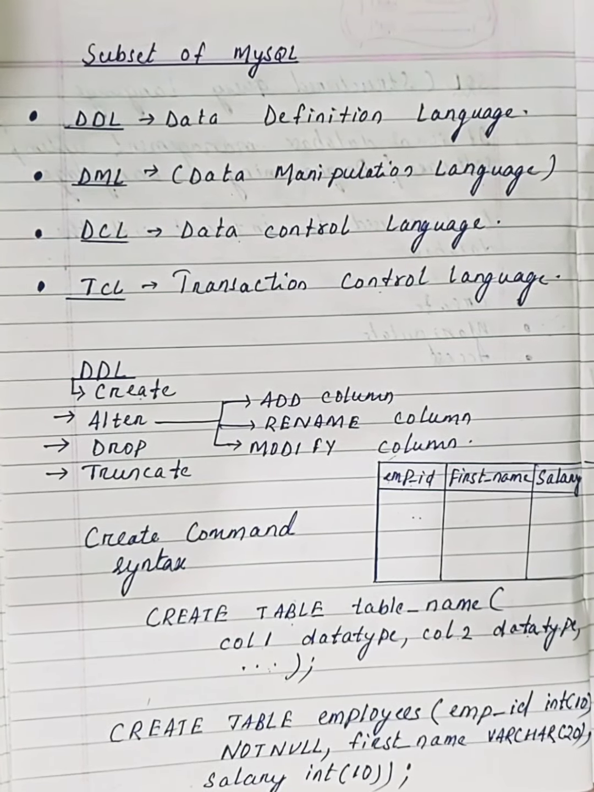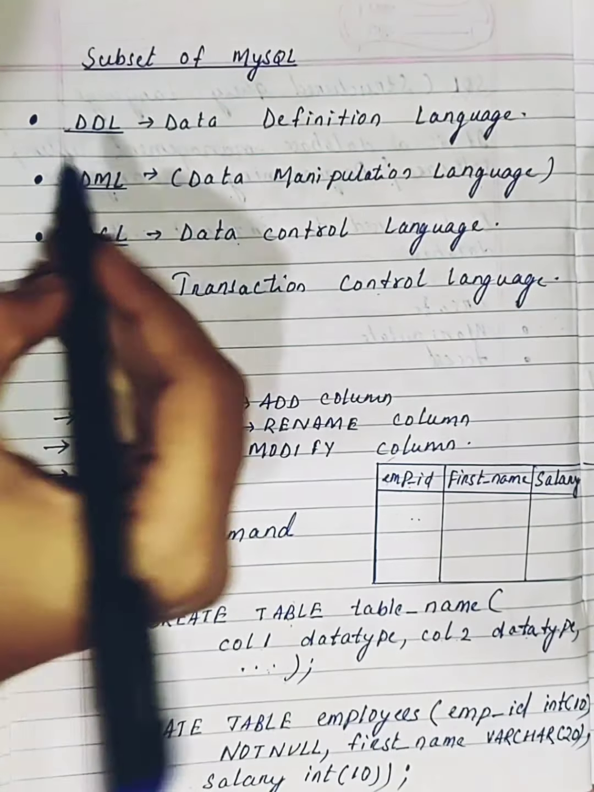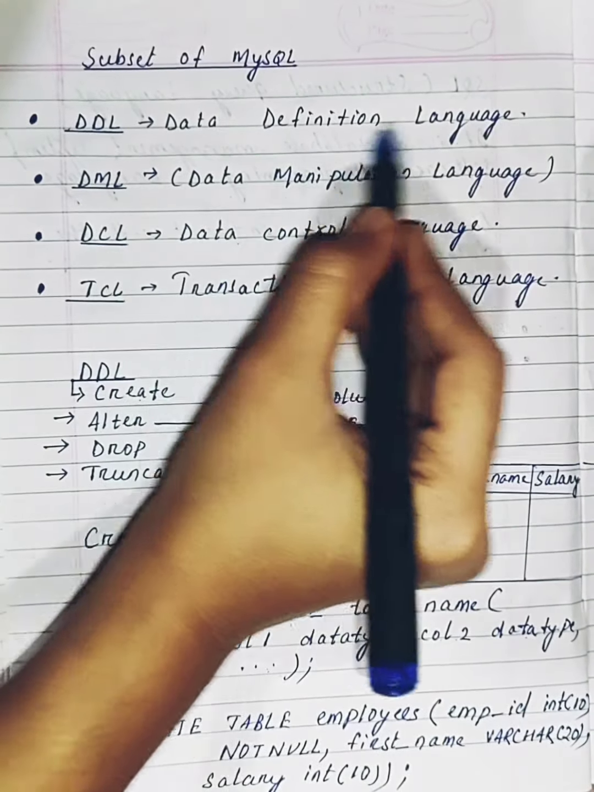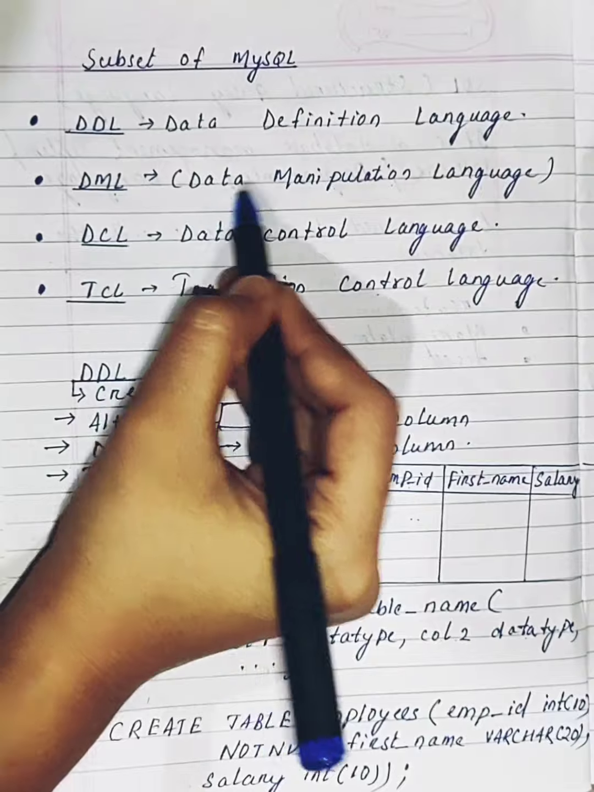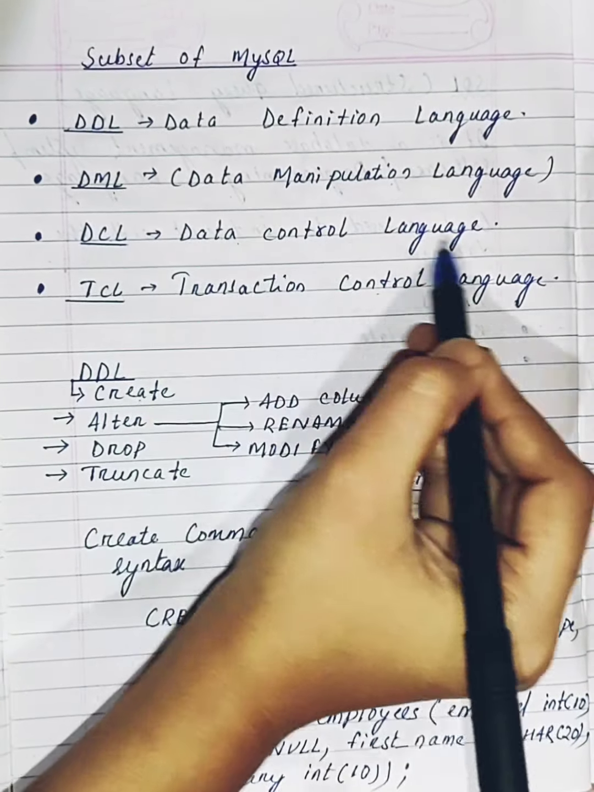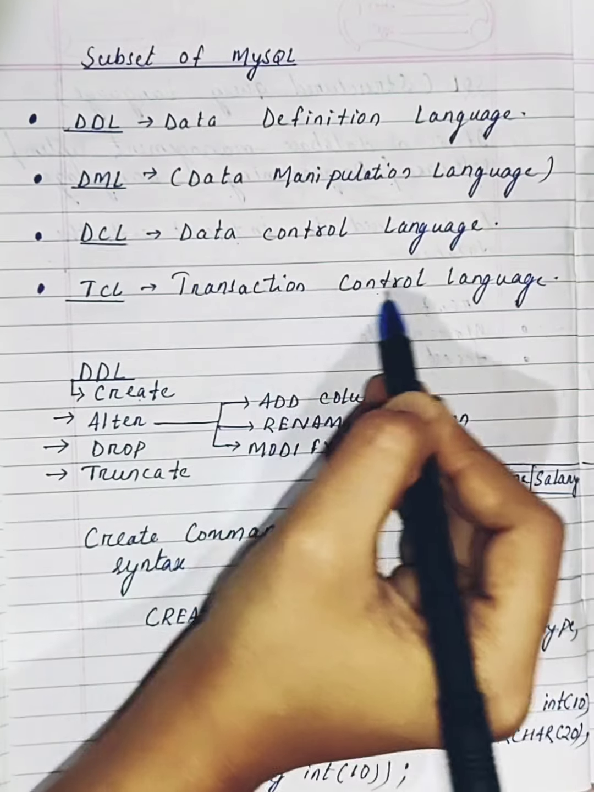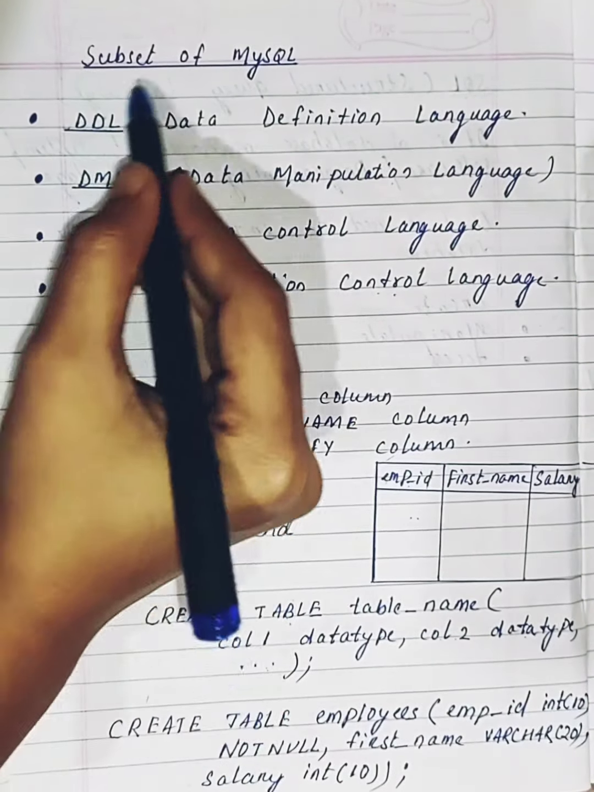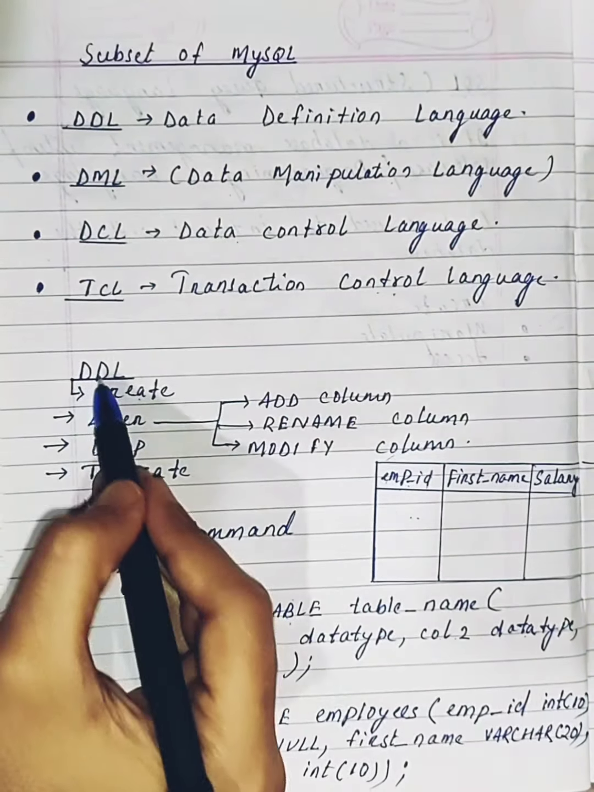Today we are going to discuss the subsets of MySQL. These are DDL, that is data definition language, then DML, that is data manipulation language, now DCL, that is data control language, then TCL, that is transaction control language. We will discuss all of these one by one, starting with the DDL command.